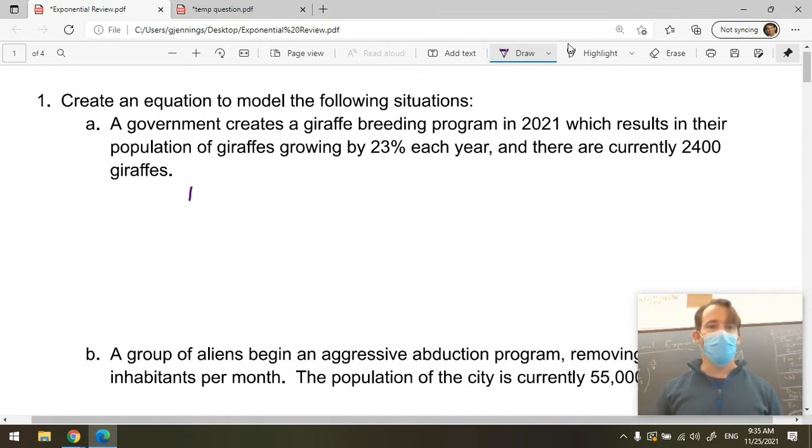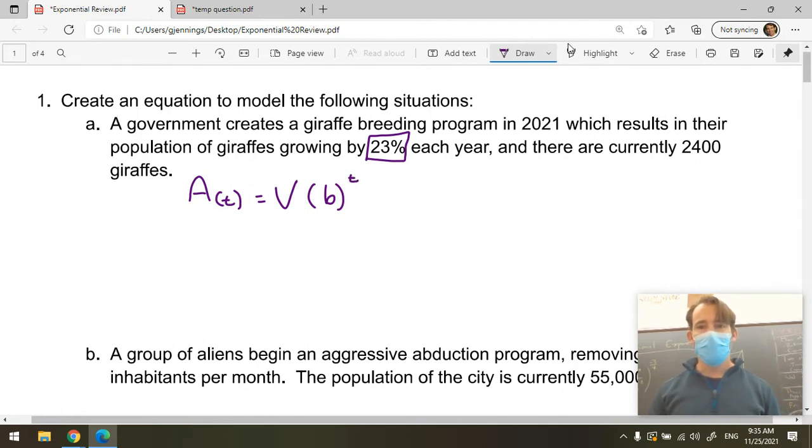We need to create an equation A of t. We might even have said this is g of t. The number of giraffes is a function of time, and that's going to be equal to the initial value, the initial number of giraffes, multiplied by the growth factor. Growth factor is made out of this percentage, but it is not that percentage. And then we're going to raise that to the power t.